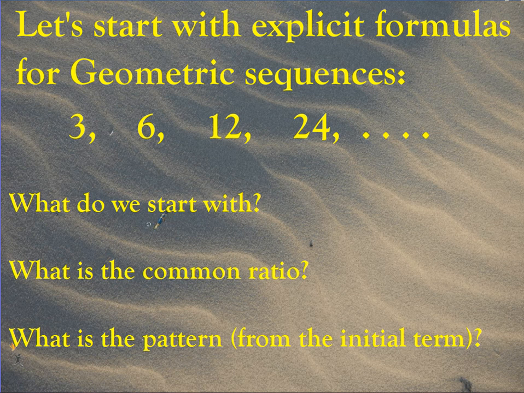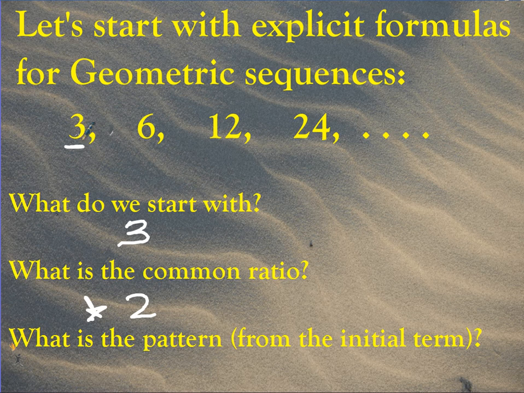First of all, we have our initial term or starting value, and in this case that's a 3. And then we need to know our common ratio. In this case, the number we're multiplying by to get from one term to the next is 2. And this 2 is going to become extremely important in our pattern.